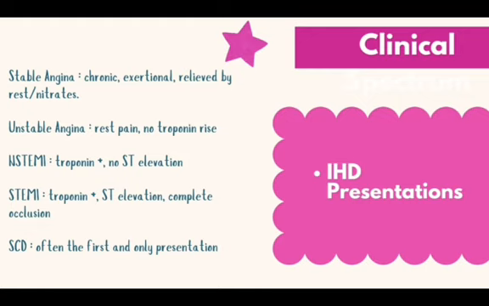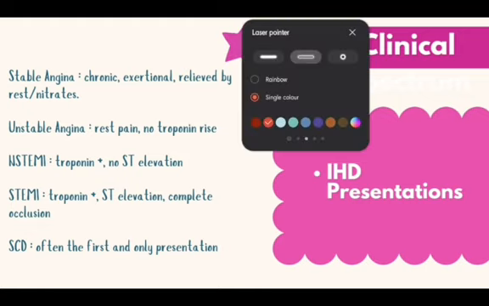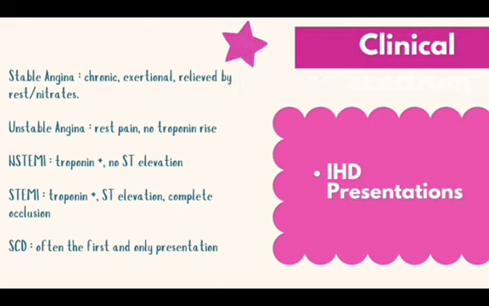So let's understand the clinical spectrum of ISD. ISD presents across a spectrum depending on how much of the artery is blocked and how fast. Stable angina. In stable angina, there is partial gradual narrowing of the coronary arteries, so there is predictable chest pain on exertion, which is relieved by rest or sublingual nitrates. The artery here is tight but not blocked.